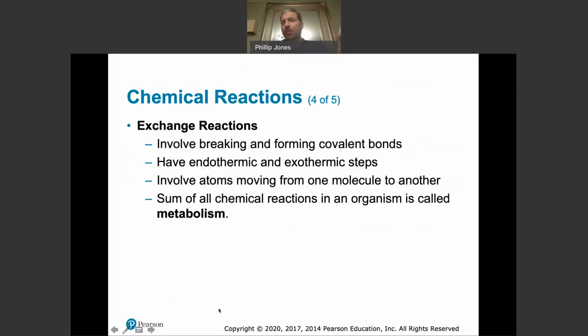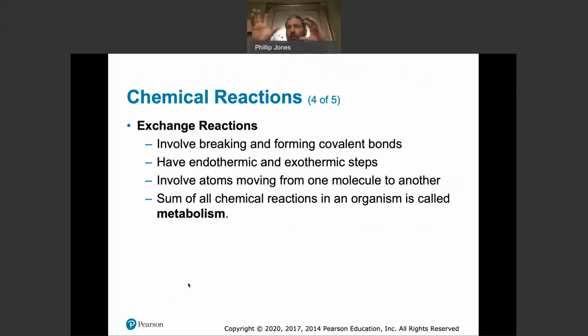Exchange reactions involve breaking and forming covalent bonds. They have endothermic and exothermic steps. So we can literally break something and give off energy at the same time. We're going to be bonding things together, so they happen almost simultaneously.